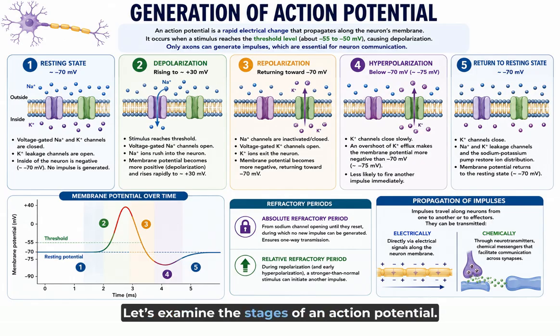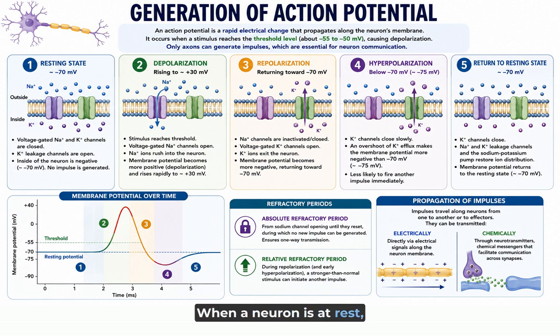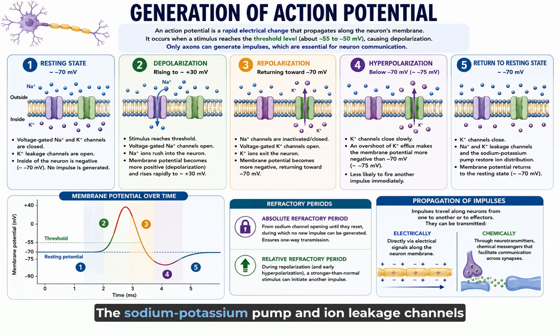Let's examine the stages of an action potential. First is the resting state. When a neuron is at rest, its membrane potential is approximately -70 millivolts. Voltage-gated sodium and potassium channels are closed, and no action potential is being generated. The sodium-potassium pump and ion leakage channels help maintain the ion concentration gradients across the membrane.